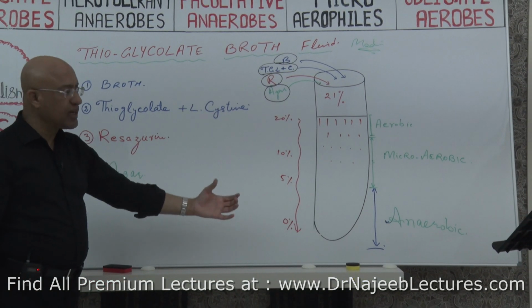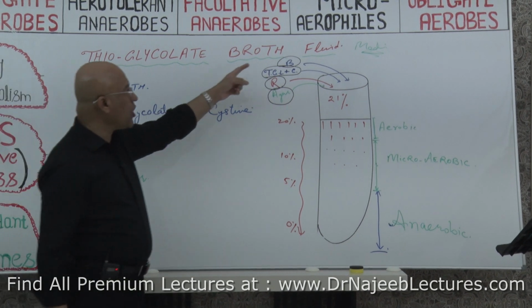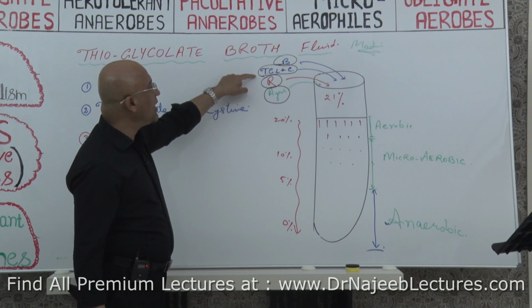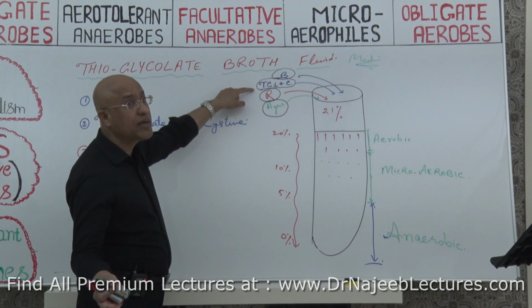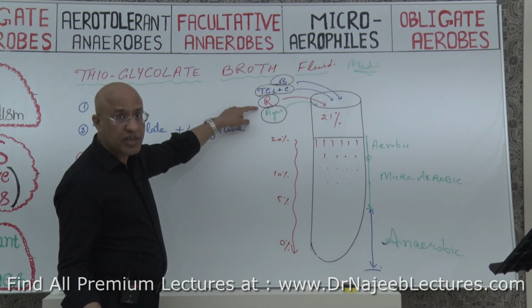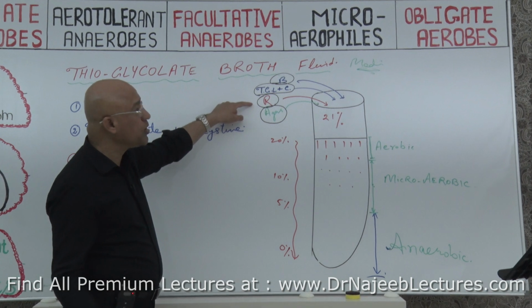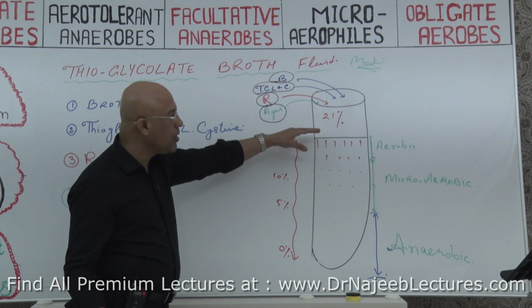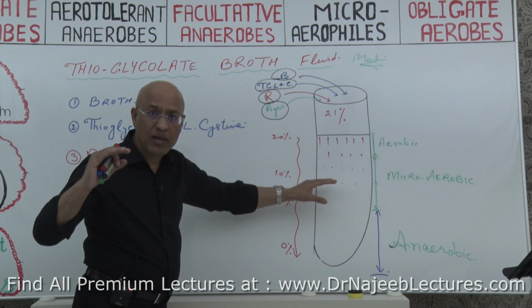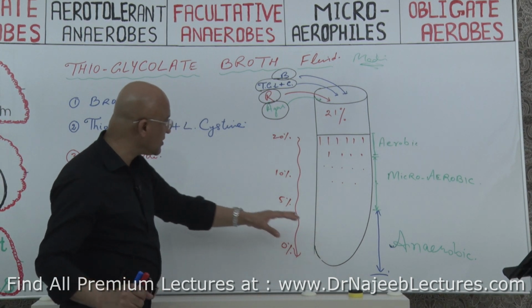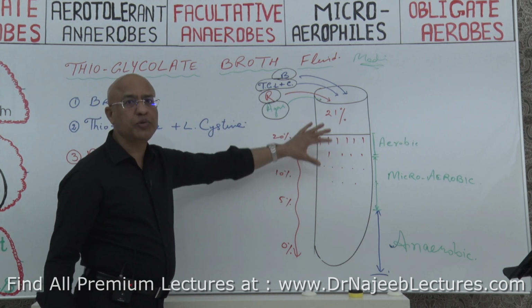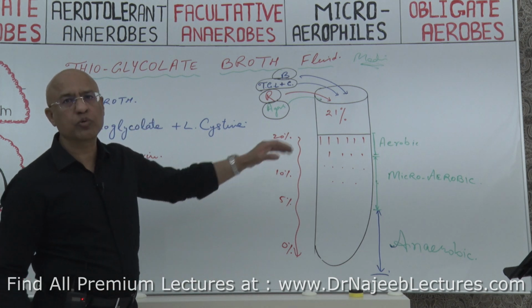Basically this is present in a test tube. It has broth as nutrition, and thioglycolate, sodium thioglycolate and L-cysteine as reducing agents to eliminate oxygen. Resazurin is present as an oxygen indicator. In the presence of oxygen, resazurin becomes pink. So the upper part will be more pink. As you go down, the pink color fades away, becomes less and less, and eventually disappears. And agar is there so that there is no excessive diffusion of oxygen from one area to the other.